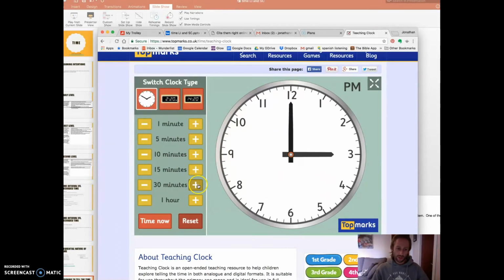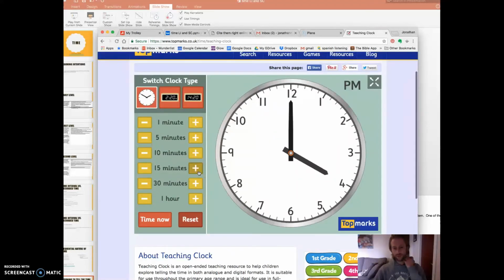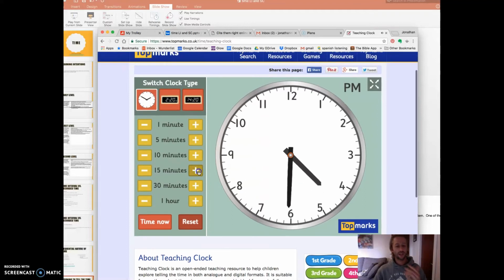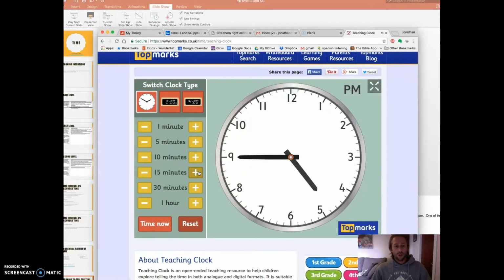Or you can then move into counting by half an hour. So you could say 3 o'clock, 3:30, 4 o'clock. You could then do it in 15-minute intervals. So 4 o'clock, 4:15, 4:30, 4:45.